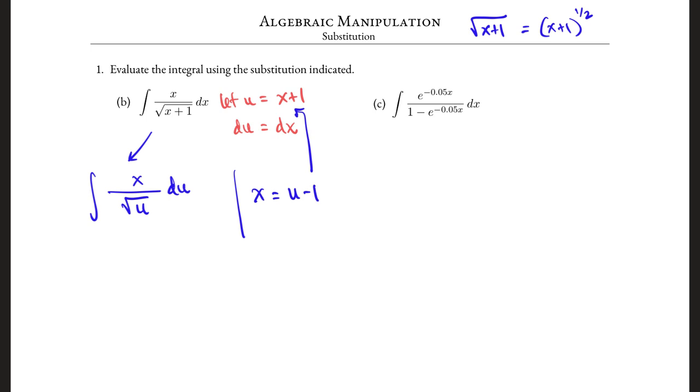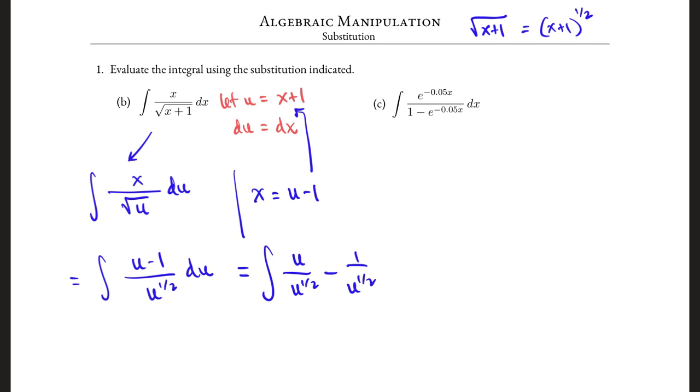We simply isolate x. And so the given integral is now, instead of x, we have u minus 1 in the numerator, and in the denominator, we have u to the 1/2 power du. This is the integral. We separate this fraction, u over u to the 1/2 minus 1 over u to the 1/2 du. U over u to the 1/2 is u to the 1/2, minus 1 over u to the 1/2 is u to the negative 1/2 du.